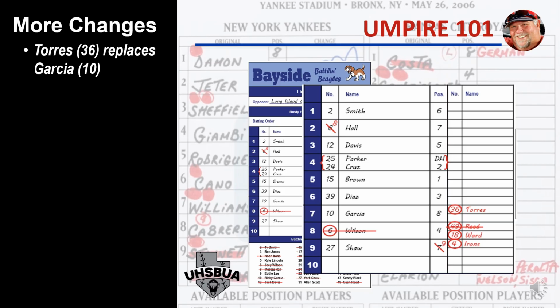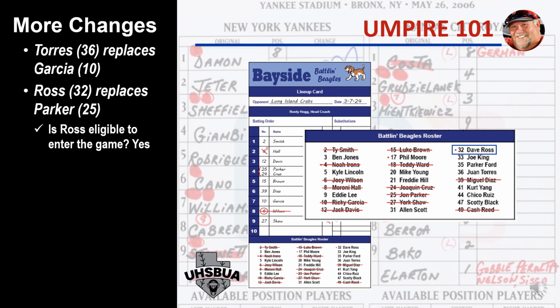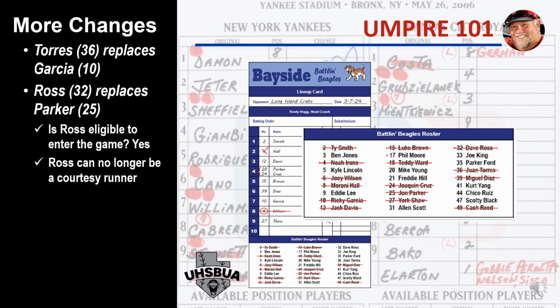Next, Coach Hogg replaces number 25, Parker, with number 32, Ross. As always, we check to be sure that Ross is an eligible sub. His name is not crossed out, however it has a red dot next to it, indicating that Ross has been used as a courtesy runner. We ask whether he is an eligible substitute. Yes, but we should also recognize that, by entering the game as a substitute, Ross is no longer eligible to serve as a courtesy runner.